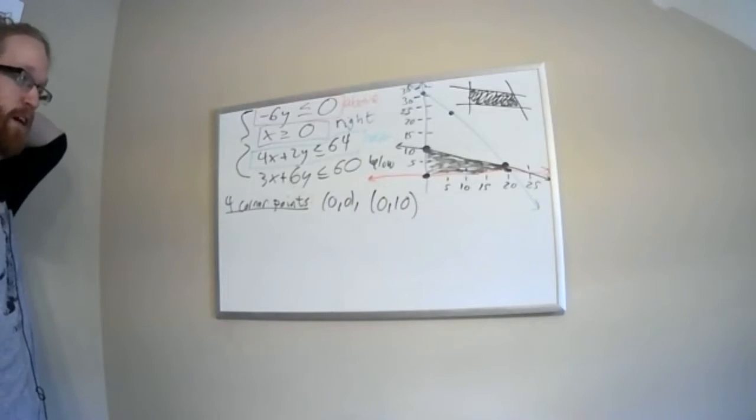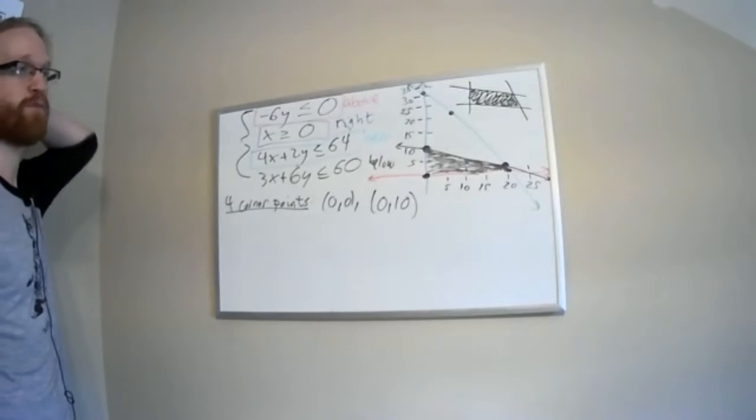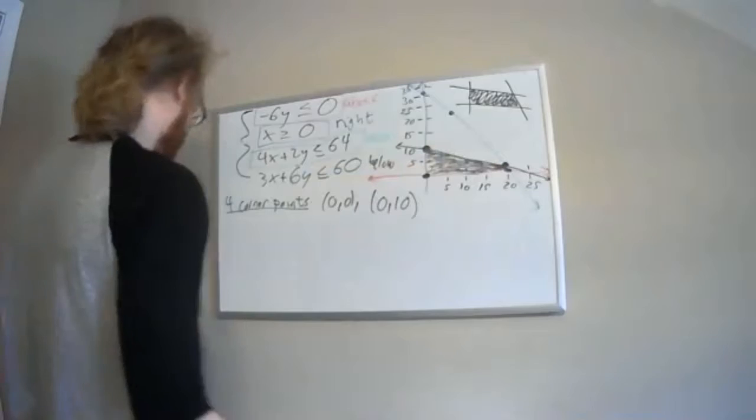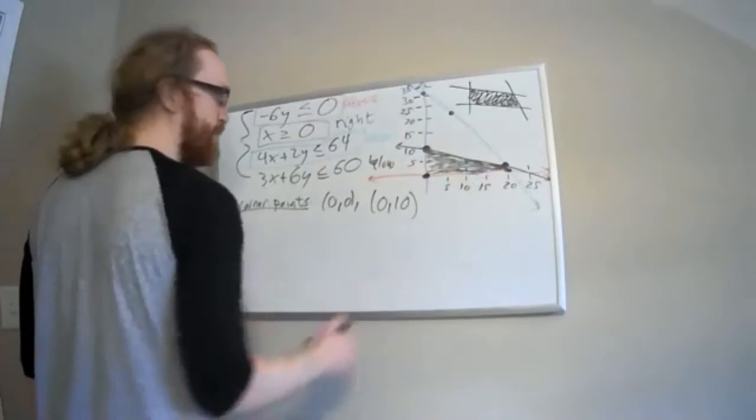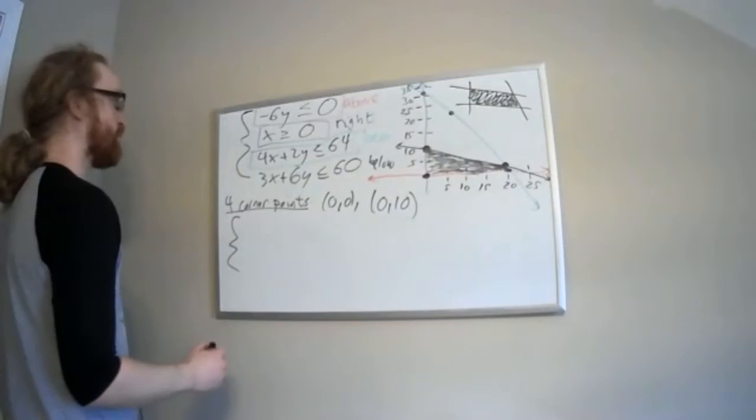The other 2 seem less obvious. And that might just be because of how I drew the graph, but it might just be that they're actually not obvious. So we should solve for them to make sure. So let's solve for these 2. The first one is the intersection of the red and the green. So the system that I would have to solve would be taking those equations.